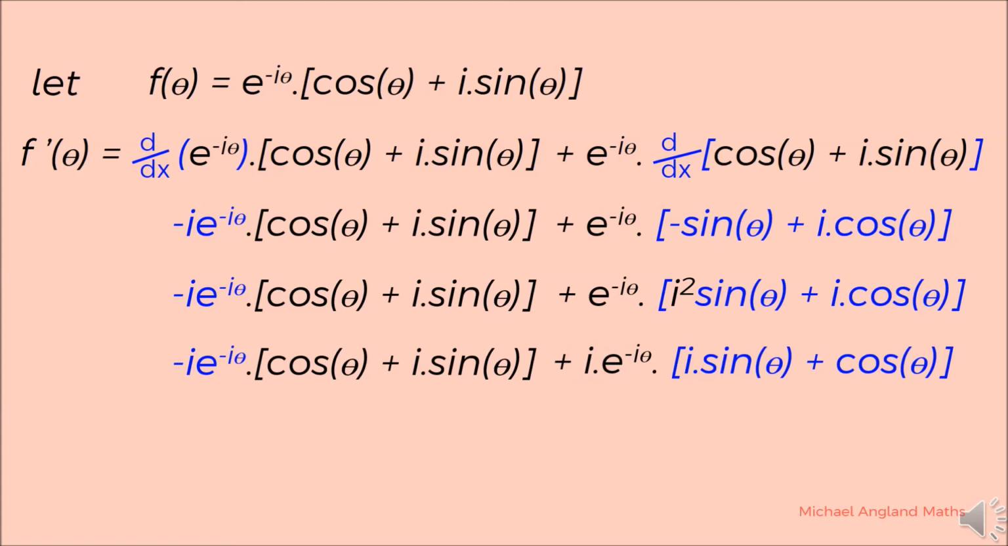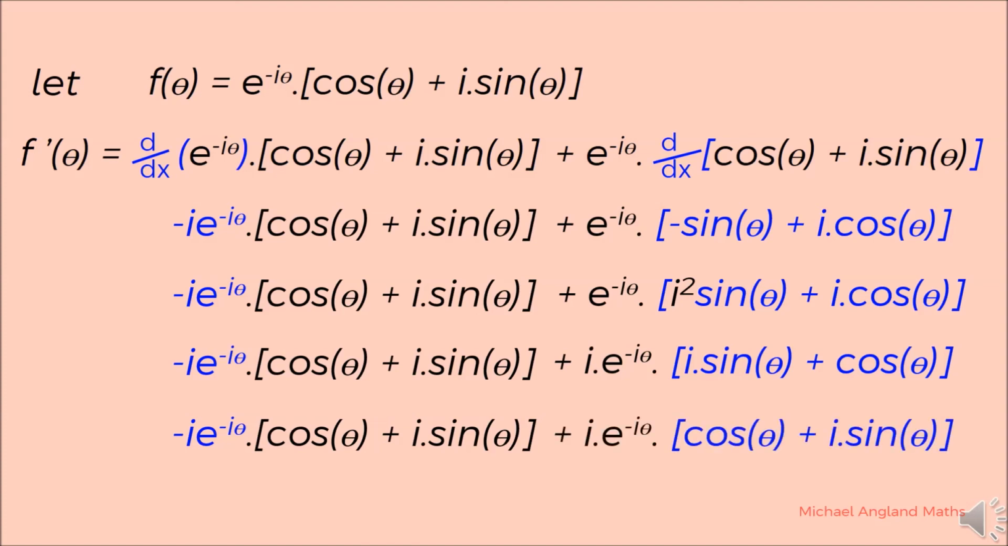Now we move to the final line. Minus i e to the minus iθ into (cos θ + i sin θ), plus i e to the minus iθ. Swapping those two terms round, cos θ plus i sin θ. So this leads to the next slide.